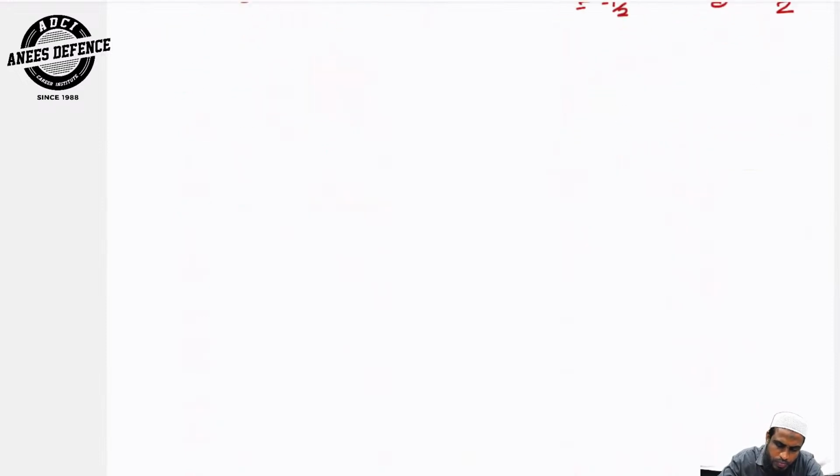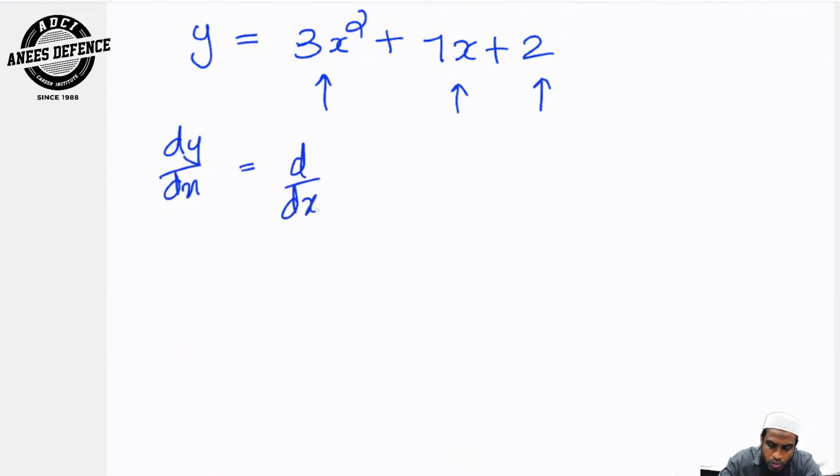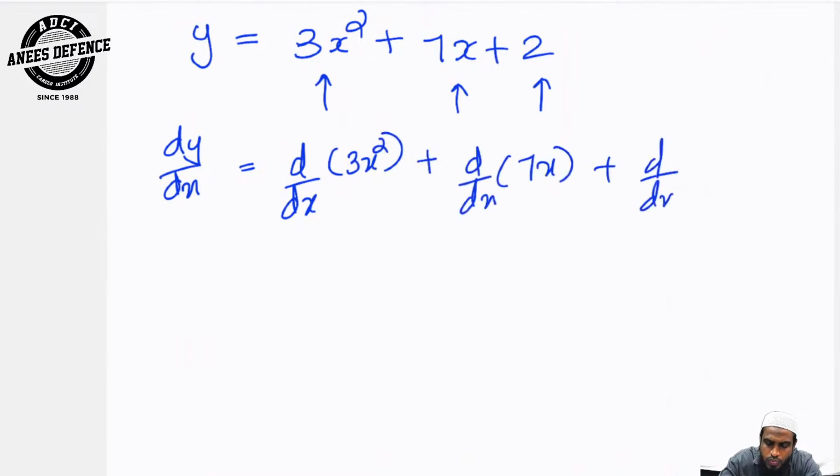Another case. y equal to 3x square plus 7x plus 2. Here there are three terms. This is 3x square, this is 7x, and this is 2. So here dy by dx is equal to dy by dx of 3x square plus dy by dx of 7x plus d by dx of 2.